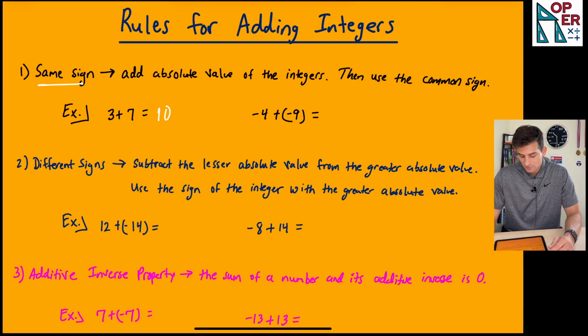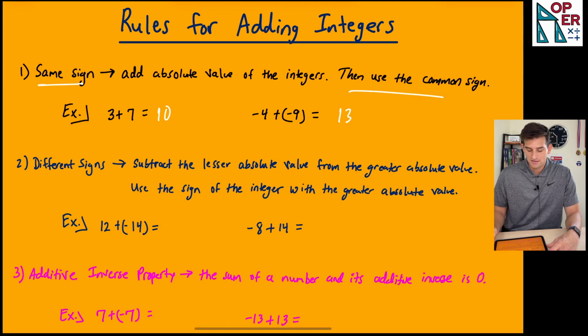All right, with the next one, we have -4 plus -9. So now we're going to think, okay, let's add the absolute value of the integers. So let's just think about this as 4 plus 9, because 4 would be the absolute value of -4, and 9 would be the absolute value of -9. So 4 plus 9 would be 13. And now we're going to use the common sign. So the common sign that we had was negative, because we had a -4 and a -9. So when we add those together, we get -13.